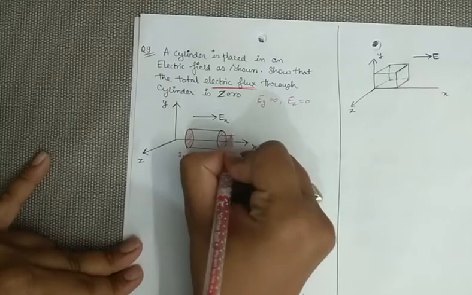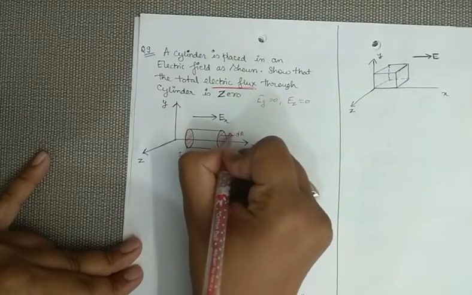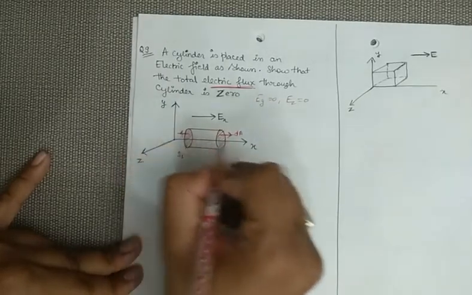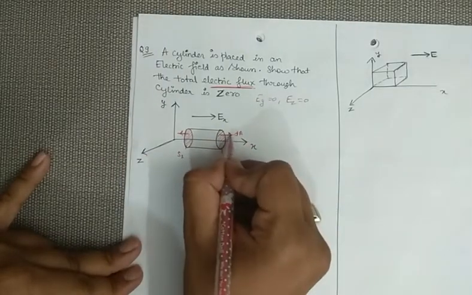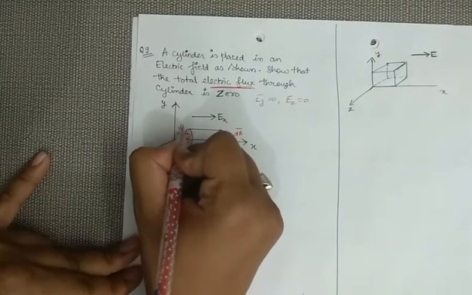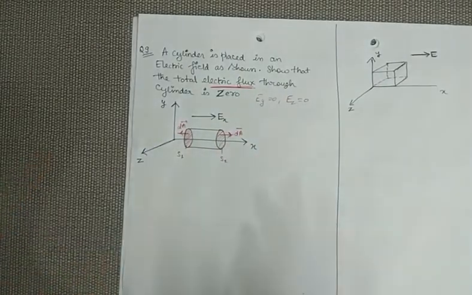This will be the direction of the area vector here, because the area vector is always taken perpendicular and outward. So this will be in this direction and this will be in this direction. Now let's solve for the electric flux.